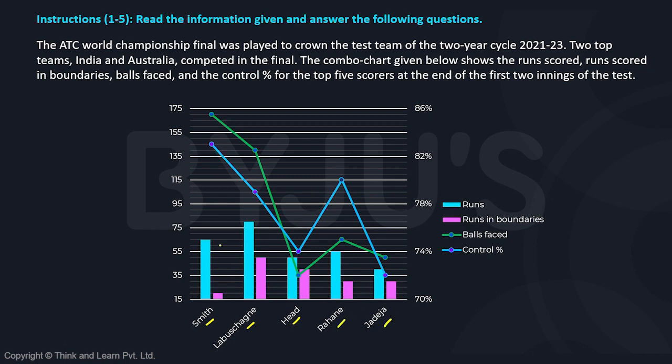The blue bars denote runs. The pink one is runs in boundaries and not the number of boundaries. The green line is about balls faced, and the blue line is about control percentage. Now, if you look at the major grid lines, it's 15, 35, 55, and so on.